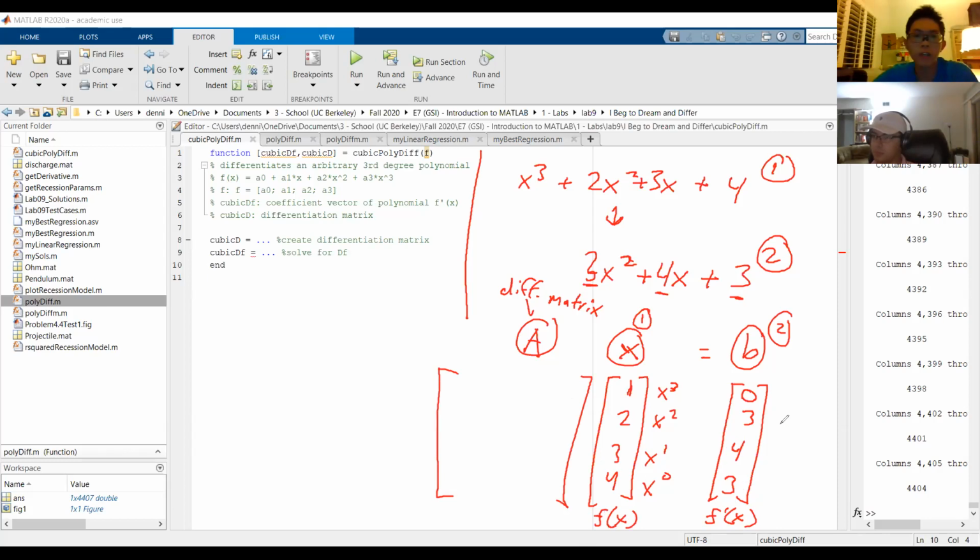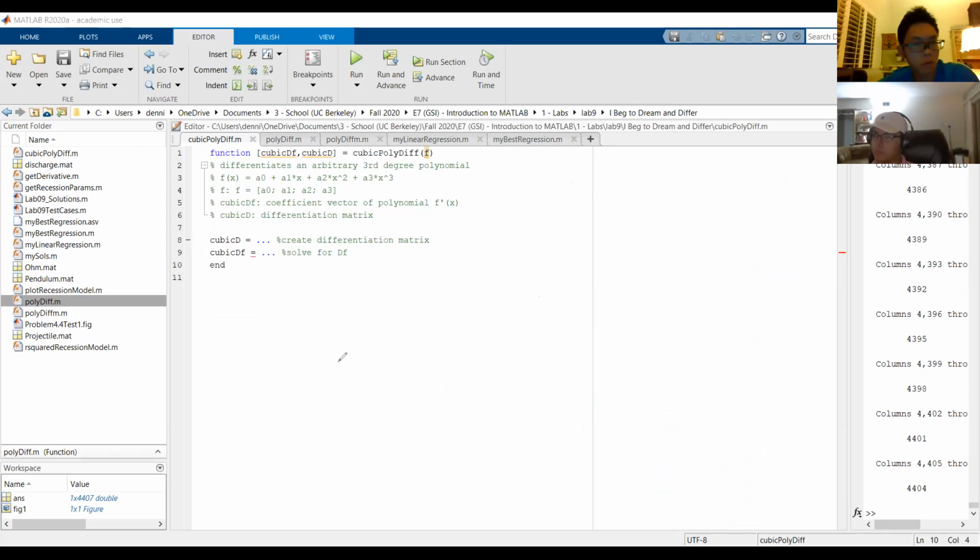So the question is, how do we assemble this differentiation matrix? That's this first part over here. I'll call this step 3. All right. Let me clear this. Let's look at these each individually.